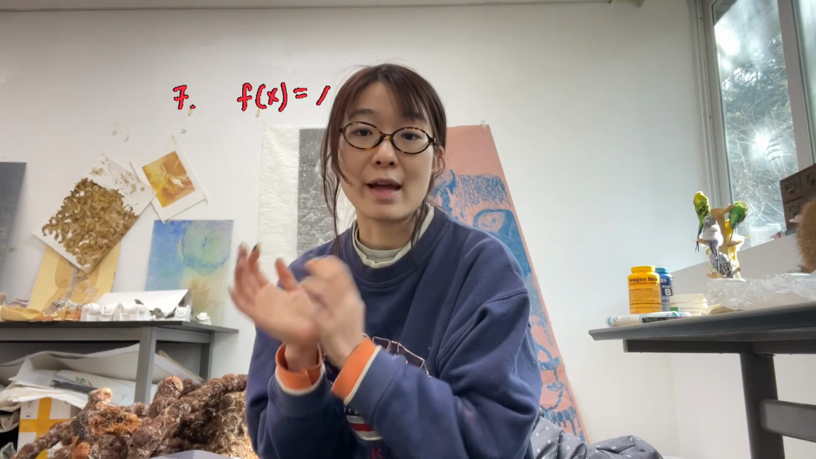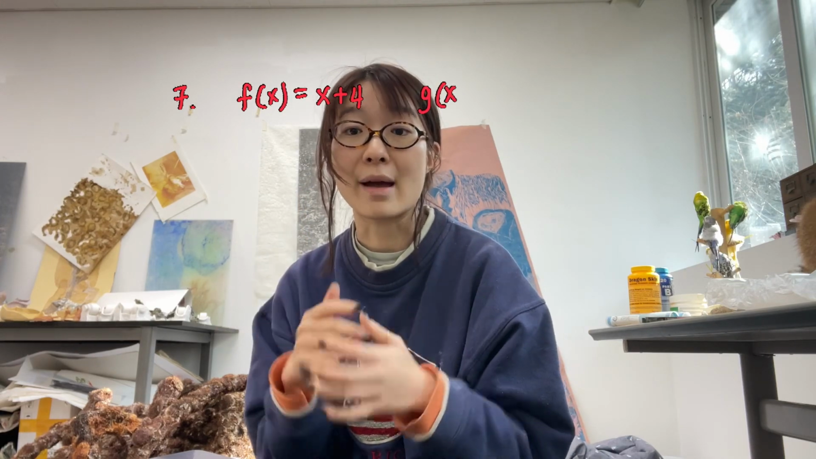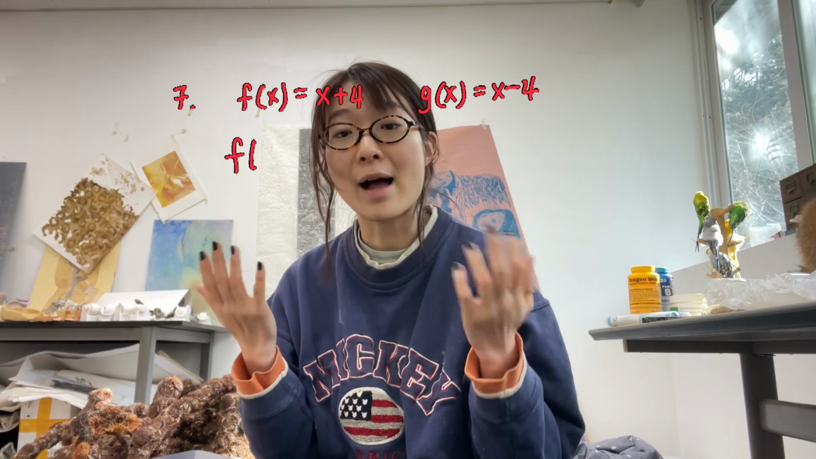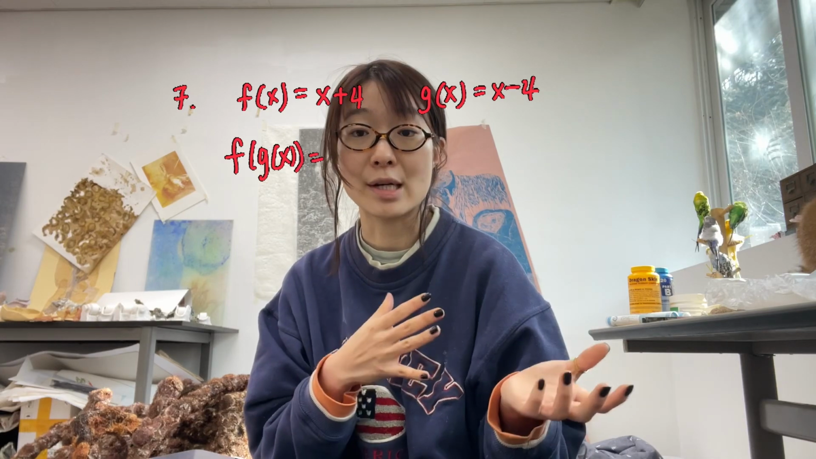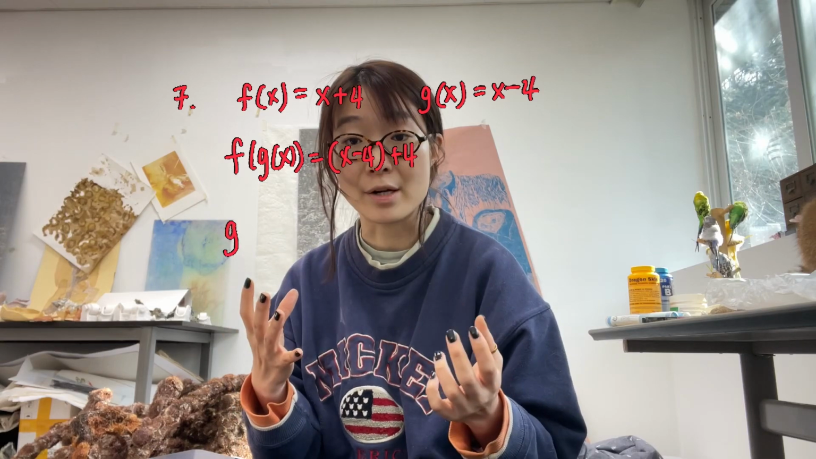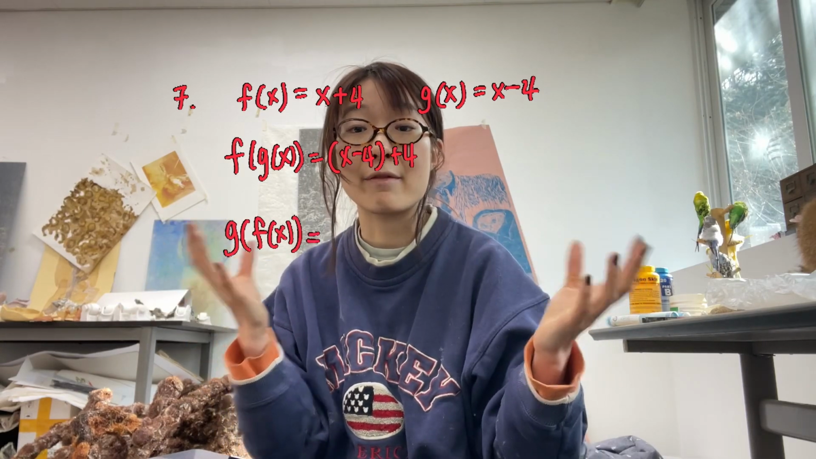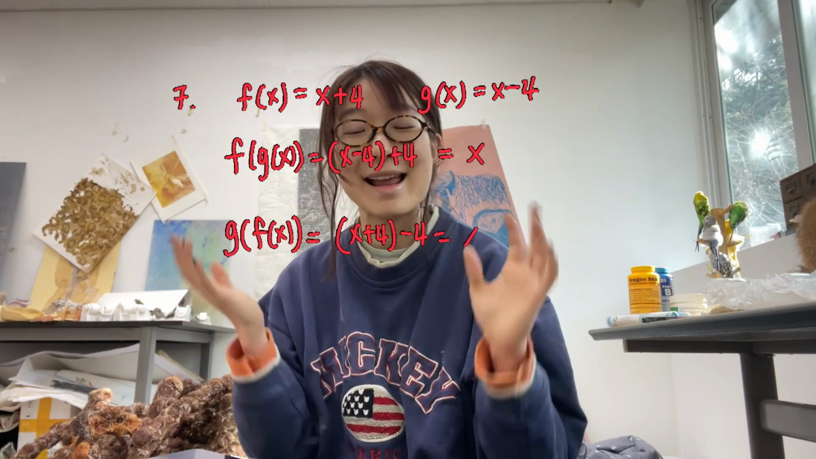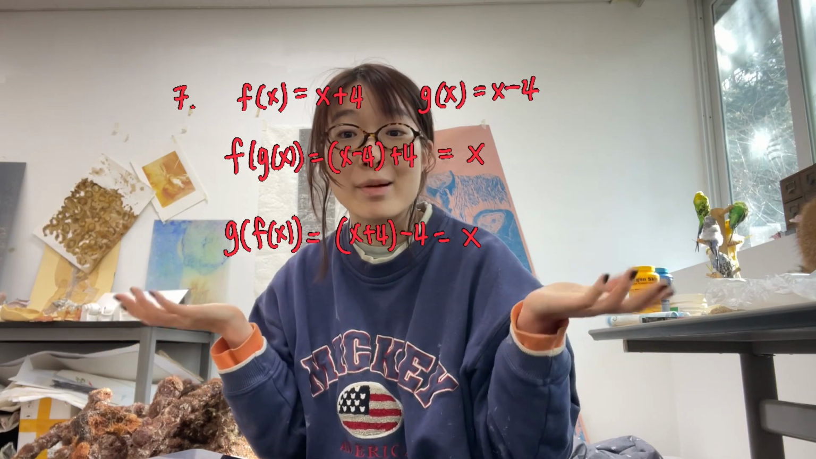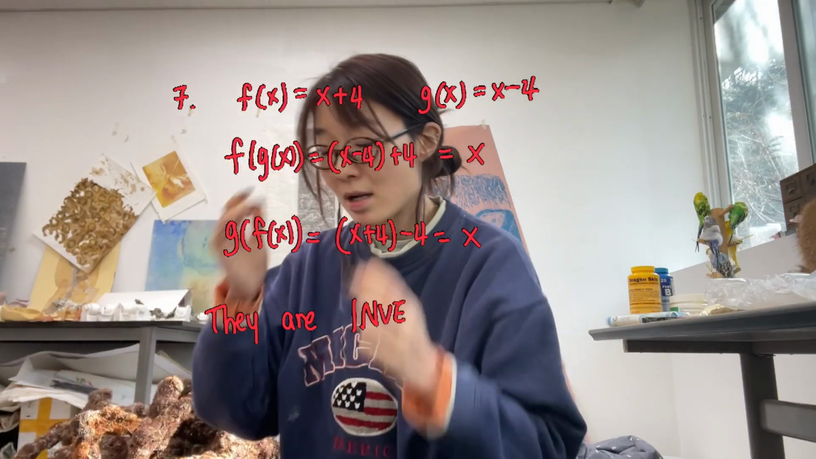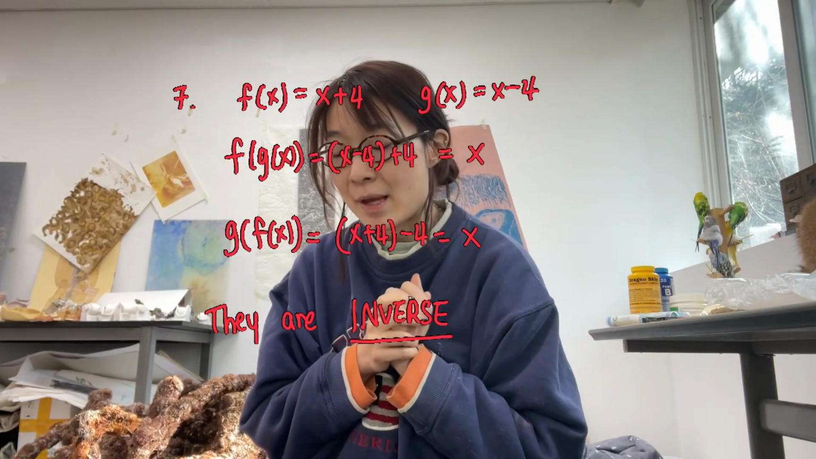Let's take a look at another simple example. We have a linear function here, f of x equals x plus 4, and we have g of x, which is x minus 4. We're going to see if they're inverse. So I go ahead and set up the composite function of f of g of x as such, and then g of f of x as such. Now, x minus 4 plus 4 gives us x, and x plus 4 minus 4 also gives us x. So they are inverse. Very simple, right?